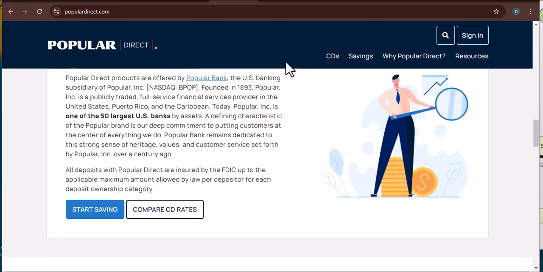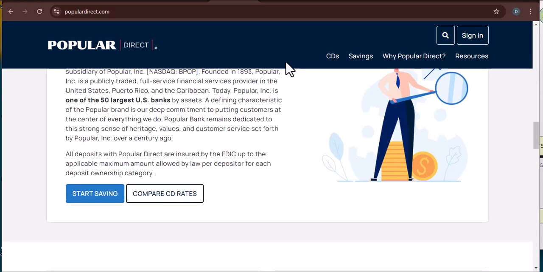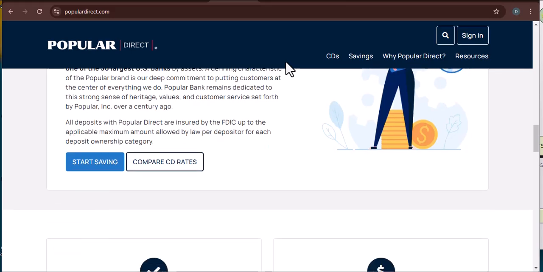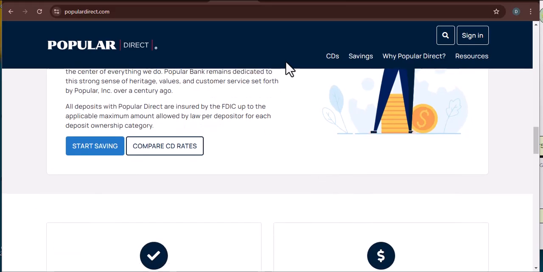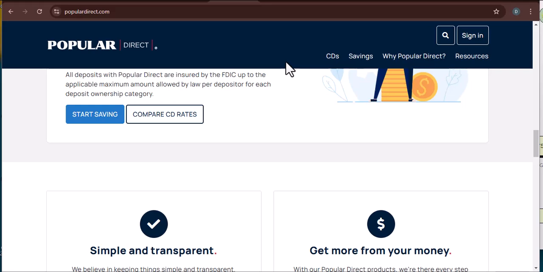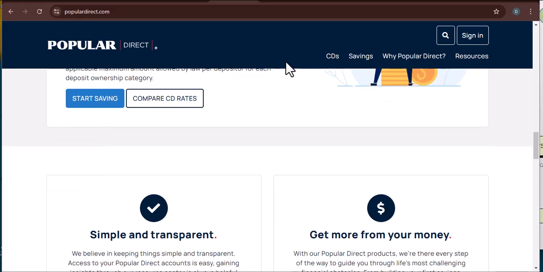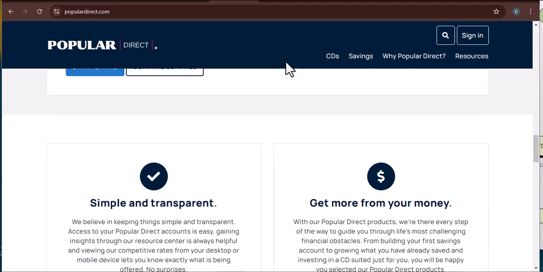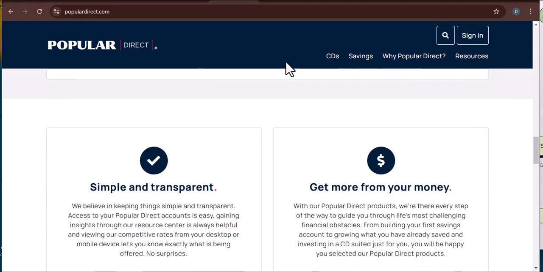So, what's the bottom line? The withdrawal limits for Popular Direct Bank vary depending on the type of account you have. However, there are no daily or monthly limits on the amount of money you can withdraw from your checking account. If you're looking for a bank with high withdrawal limits, Popular Direct may not be the best choice for you. However, if you're looking for a bank with low fees and a variety of account options, Popular Direct may be a good option.